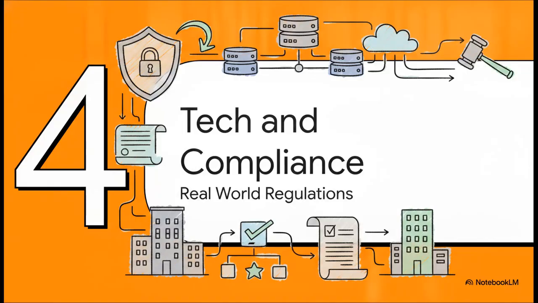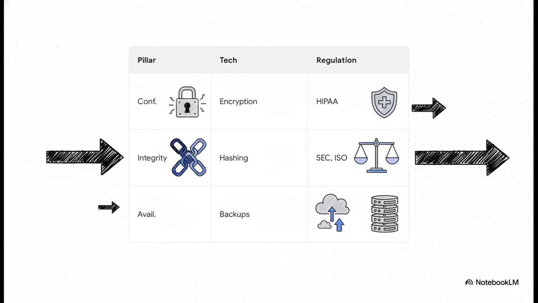Okay, on to Section 4, navigating tech and compliance. As you start adopting new technologies, you'll use this triad to keep us compliant across all sorts of different industries. Like in healthcare, regulations like HIPAA and global privacy laws like GDPR heavily mandate confidentiality, meaning we need strict encryption and MFA to protect patient and consumer data.